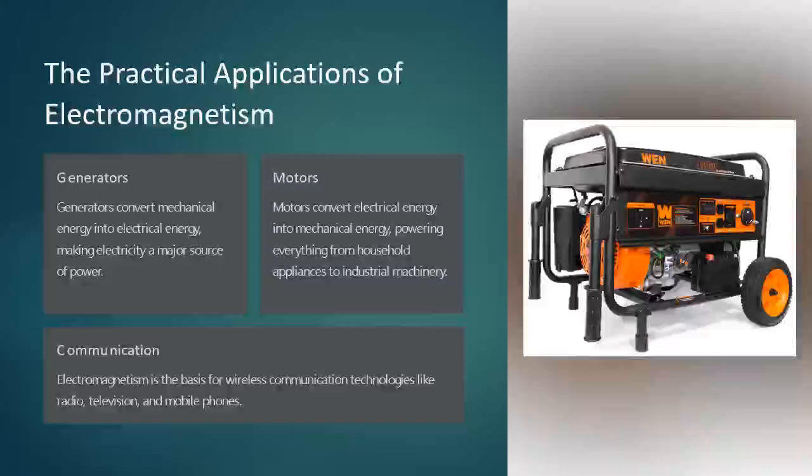Next one is communication. Electromagnetism is the basis of wireless communication technology like radio, television, and mobile phones. We all know that radios, televisions, and mobile phones are a source of communication, which is indirectly linked to electromagnetism.